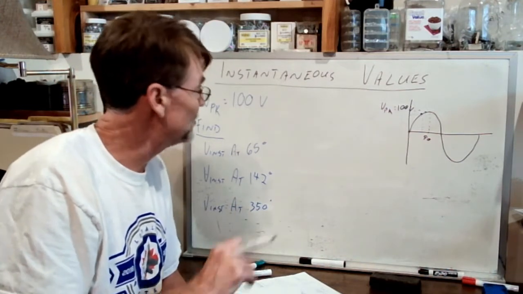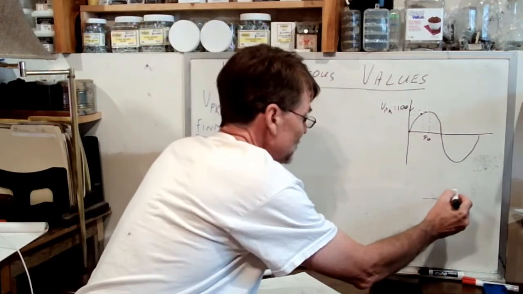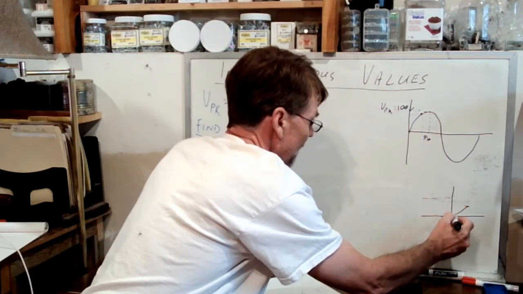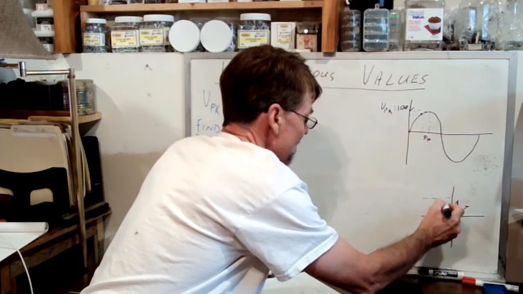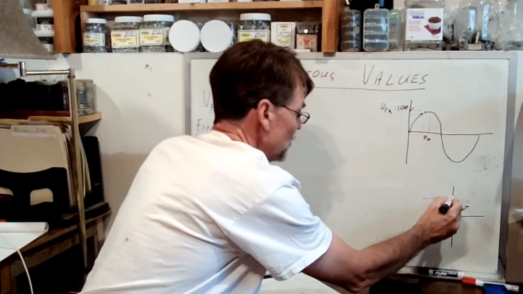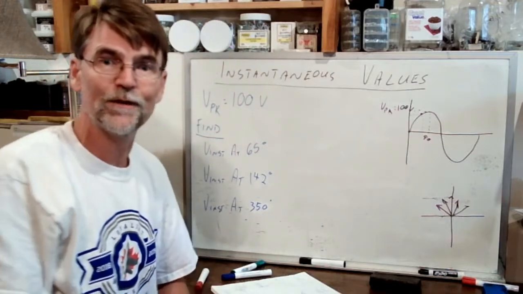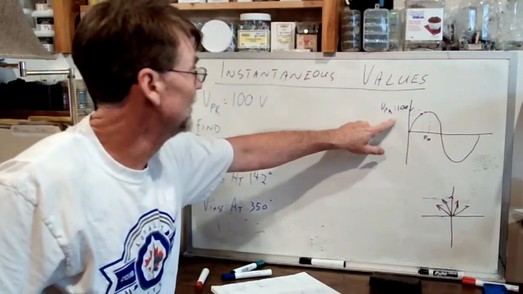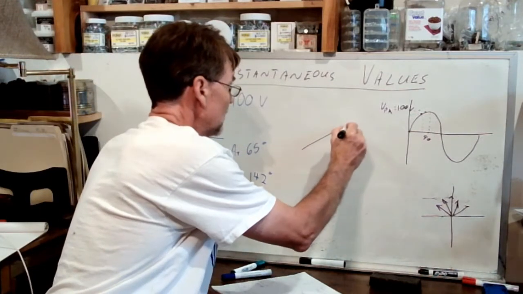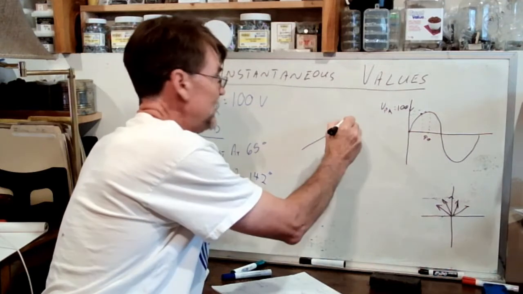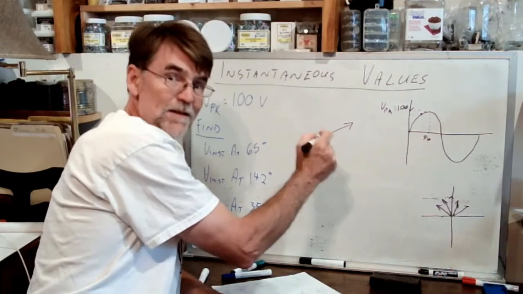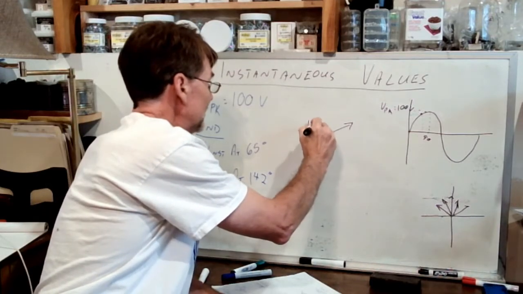Remember, the hypotenuse of a right angle triangle is the rotating vector, and the magnitude of this rotating vector is always the same. We can see here at 90 degrees that the magnitude of the rotating vector is equal to V peak. So when we draw our right angle triangle, V peak, 100 volts, is the magnitude of the hypotenuse. That is the magnitude of the vector.